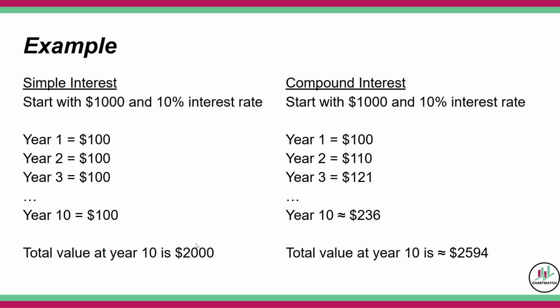Now, on the other hand, we could do compound interest. Start with $1,000 and then we're going to receive 10% interest on that each time. So with 1,000, we take 10% interest on that, and we make 100 in year 1.